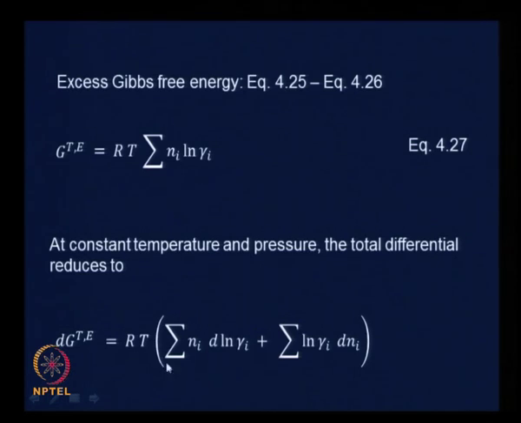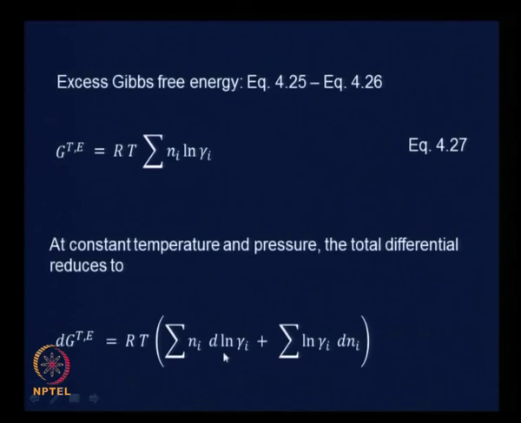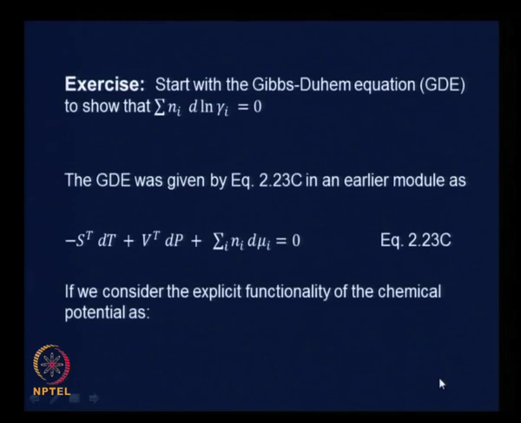Then we went through an interesting derivation, an interesting proof, where we started from the fundamental Gibbs-Duhem equation, and pretty much without any assumptions, we showed that for any case the sum over Ni d ln gamma i goes to 0. We worked that out together so that it will strengthen some of the ideas in you, and therefore we were left with dGTE equals RT times the sum over ln gamma i dNi. This is the process we went through, a very interesting kind of derivation. You may want to look at it again.